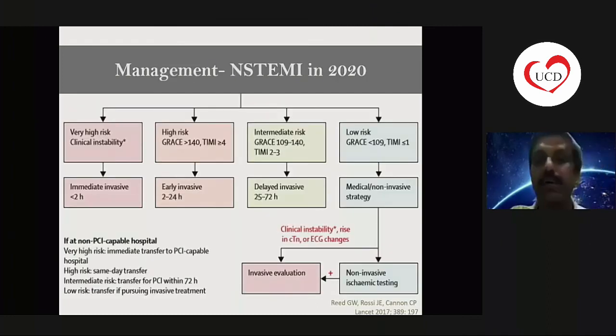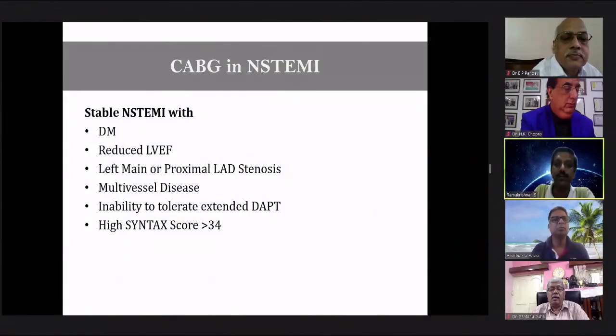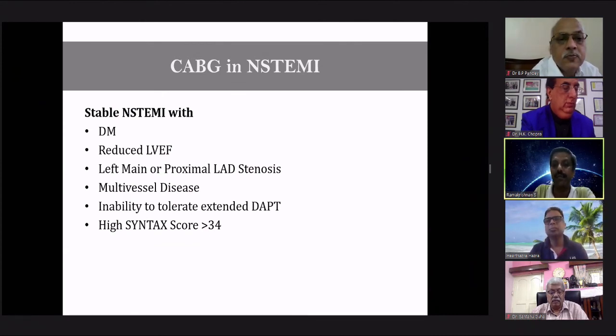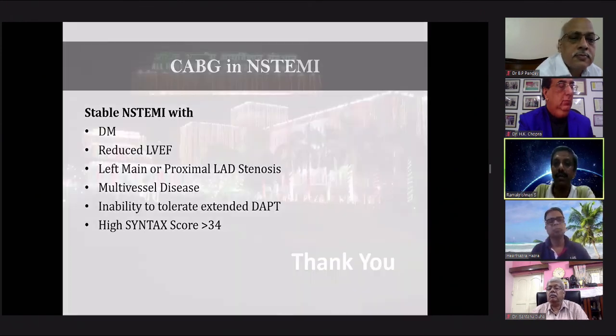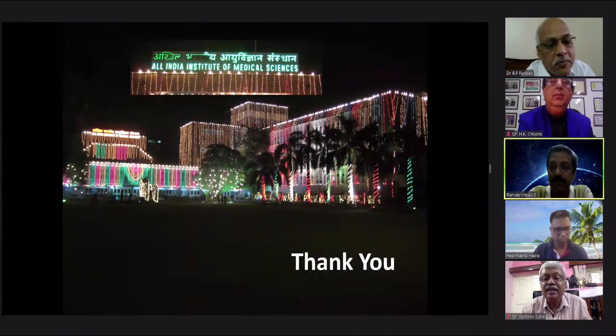And this is what has been summarized in the latest guidelines also. This has an important role in patients with diabetes, reduced ejection fraction, left main and proximal LAD stenosis, and multivessel disease. And if the patient cannot tolerate extended DAPT, and if there is a high SYNTAX score, all these patients should actually go for a CABG rather than putting one stent at that time and then referring the patient to CABG later on after 6 months. That is not a good strategy, because culprit vessel identification is a very tricky business in NSTEMI as compared to STEMI. I hope I could cover in 15 minutes an outline of NSTEMI as much as possible.